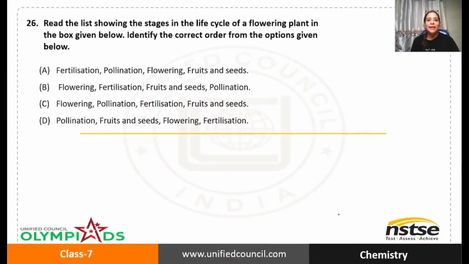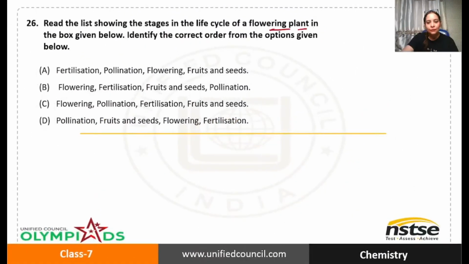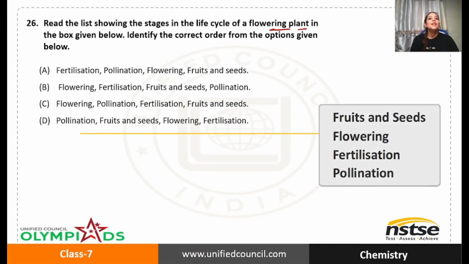So the question that we have is, read the list showing the stages in the life cycle of a flowering plant in the box given below. Here is the box. Let me show it to you. So this is a box, and you can see the stages of the life cycle of a flowering plant. We need to identify the correct order from the options given below.